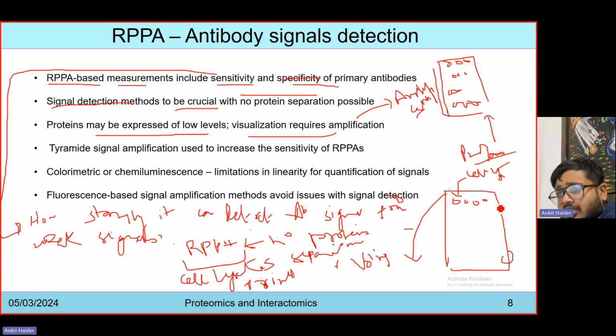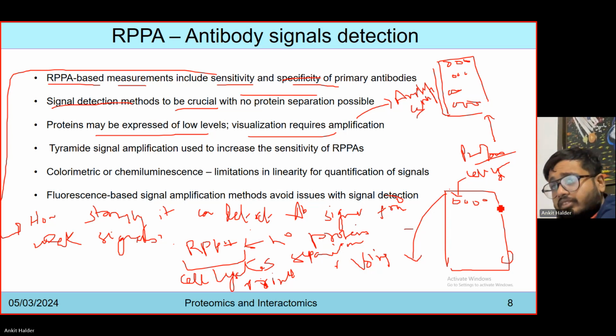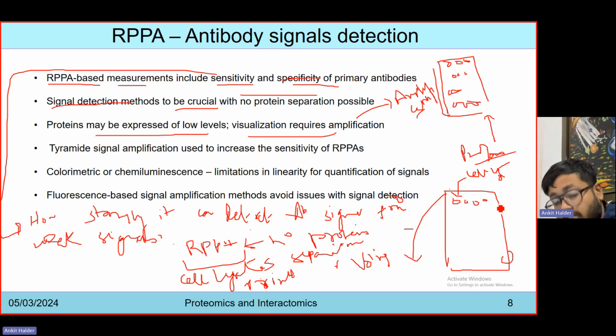So that's why you need amplification, and the signal detection methods are crucial, because there is no protein separation. And obviously the sensitivity and specificity of the primary antibodies have different checkpoints through which they should go before giving a go ahead to using actual RPPA experiments.